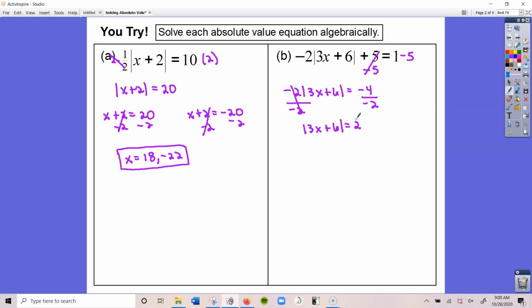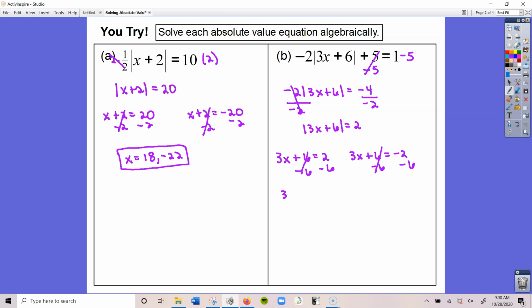Now that I have the absolute value alone, I can remove the bars and create my two equations. So 3x plus 6 is equal to positive 2, and 3x plus 6 is equal to negative 2. And I solve for each one independently. So we would subtract 6 from both sides.